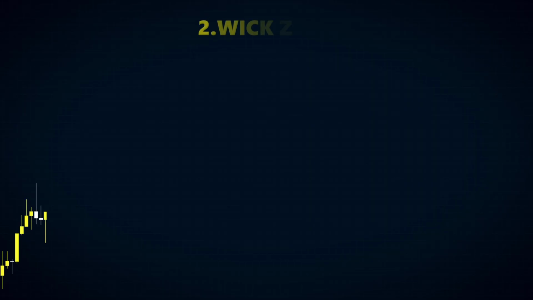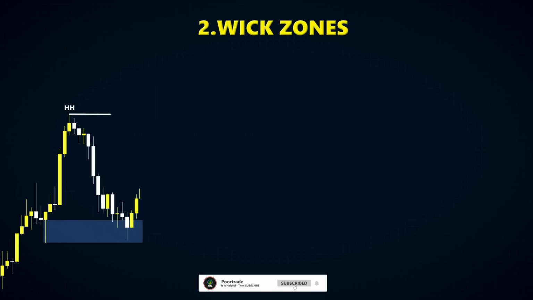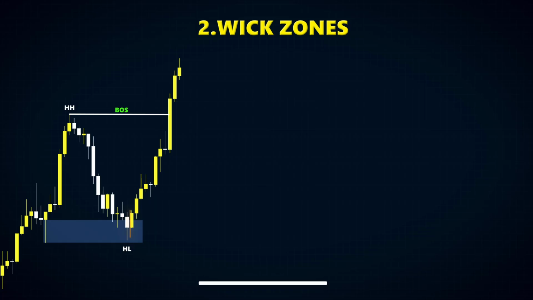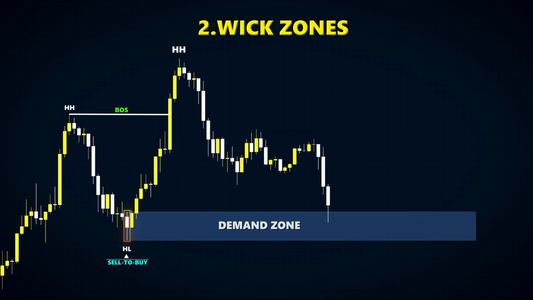The second thing to look for after market structure is wick zones. These show up when price moves quickly into a level and then reverses, leaving a candle with a long wick and a small body. In an uptrend, focus on bullish candles with long lower wicks. That shows strong buying from that level. We call this a sell-to-buy wick. In a downtrend, look for bearish candles with long upper wicks. That shows strong selling, called a buy-to-sell wick. These wicks often show where big moves started, especially on smaller time frames.